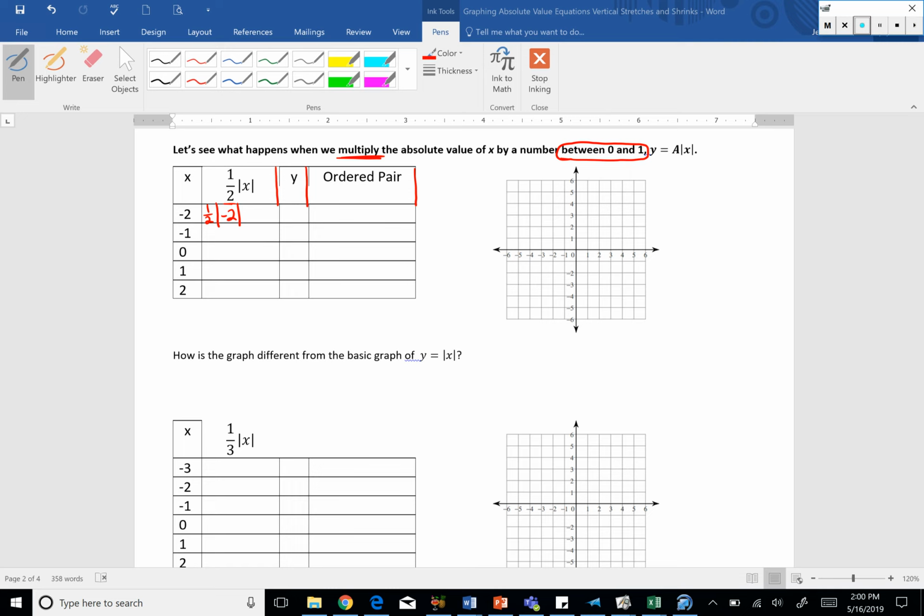So we still have to do the absolute value first. Don't let the fraction freak you out. We still have the 1/2. Absolute value of -2 is still 2. Don't let the fraction change what you just did on that last table. If you need to get the calculator out, that's fine. No big deal. We have 1/2 times 2. 1/2 of 2 is 1. So my ordered pair is -2, 1. So there's our first point. It's -2, 1.